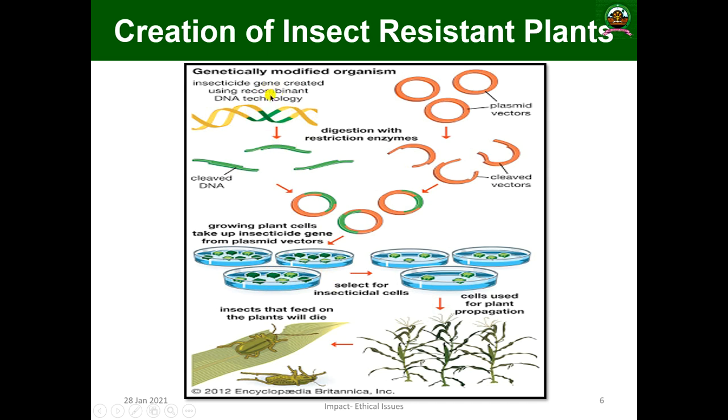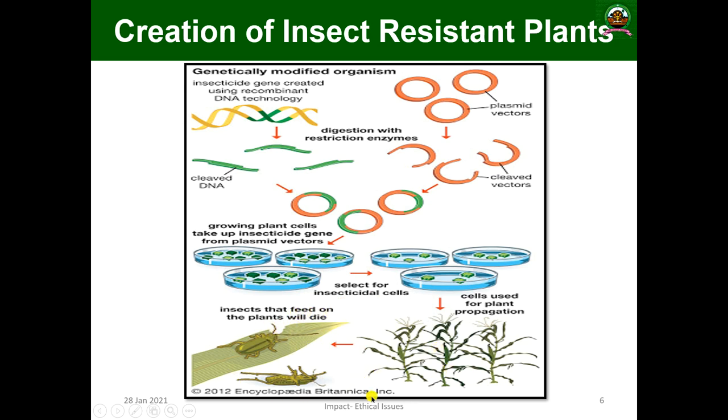This plant will get the insecticidal properties that were not there earlier, and you need to select and identify which is the insecticidal variety of plant and which is the non-insecticidal variety, and you select and cultivate that plant. When the insect comes and attacks, the insect will die due to the property of this particular gene. This gene is toxic for the insect, so the insects that feed on the plant will die.